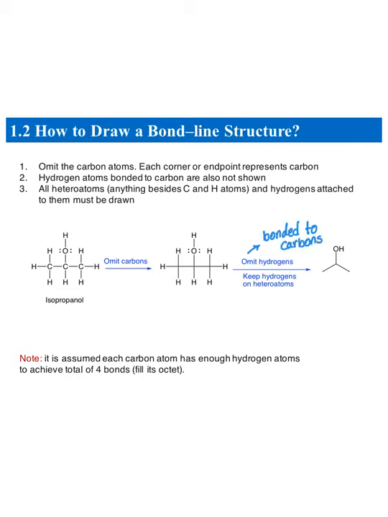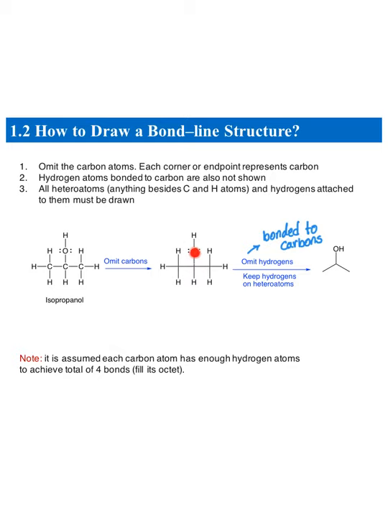Alright, so right here, this carbon has 3 hydrogens attached to it. We remove all 3 and we don't show them here. This carbon has 1 hydrogen attached to it. We remove that one. The third carbon also has 3 hydrogens attached to it. We remove all 3.